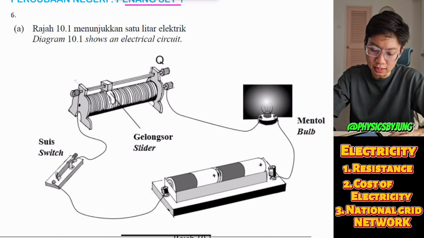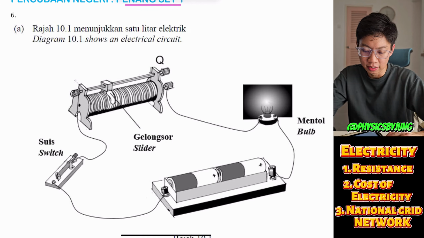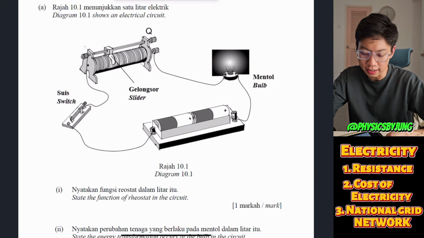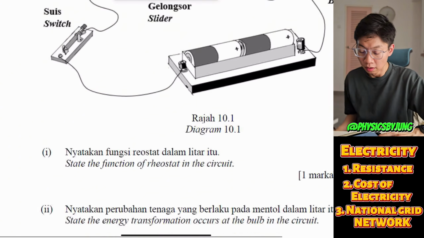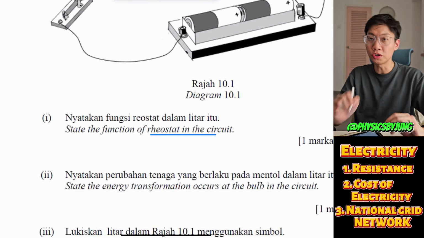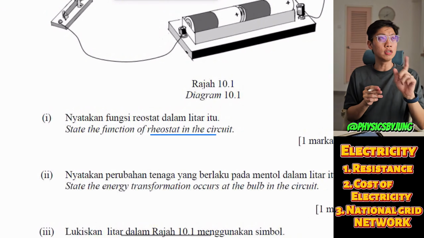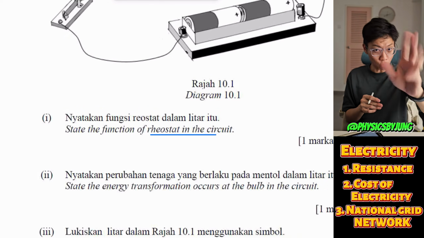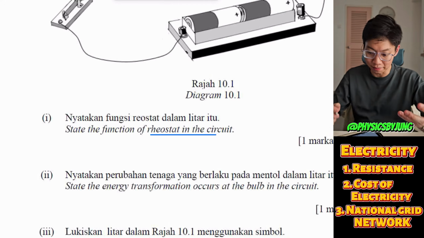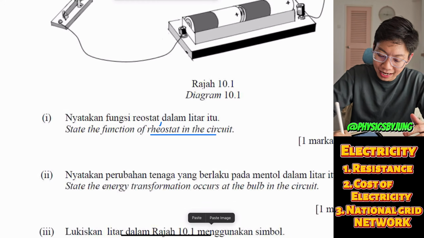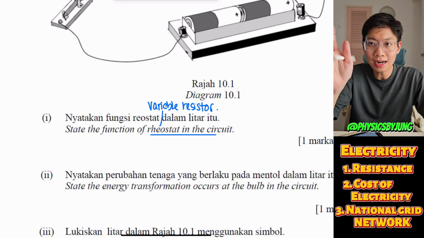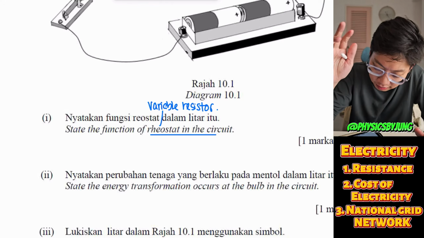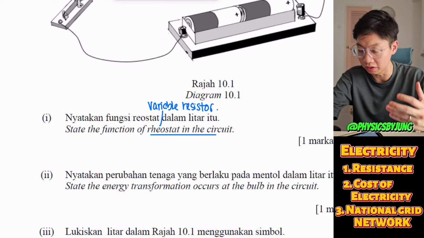Now, this is an electrical circuit whereby they show you this whole entire thing and then they ask you what is the function of the rheostat in the circuit. Okay, why I want to do this question is because I realized that for this year's state paper, rheostat is quite a common question. Rheostat is also known as a variable resistor. So I give you this name, you will roughly know what is a rheostat. You can change the resistance.